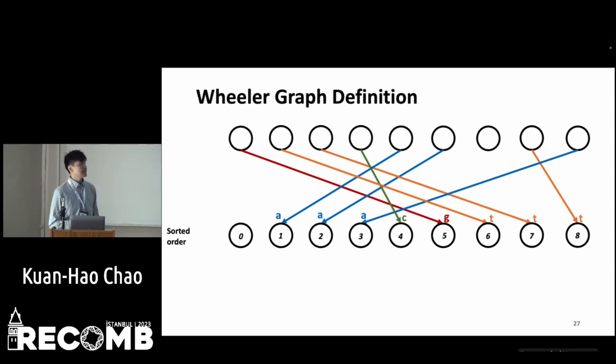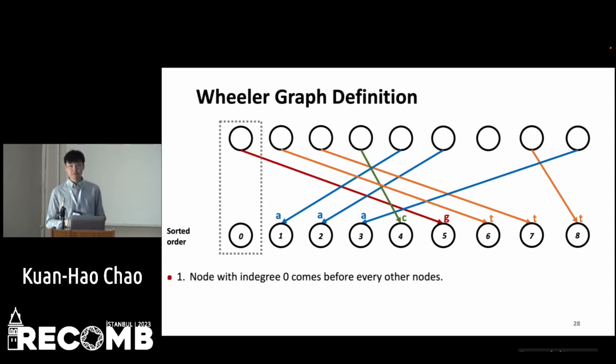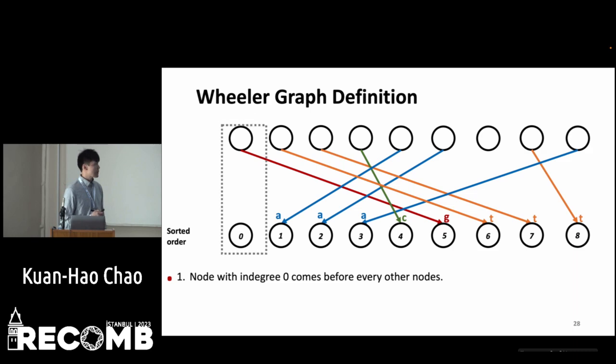So using this simple example, I will introduce the definition of weighted graph. There are just three simple rules. The first rule is that the node with integer 0 comes before every other node. One thing to mention is that it's not necessary to have exactly one. It's possible to have none of them or more than one.